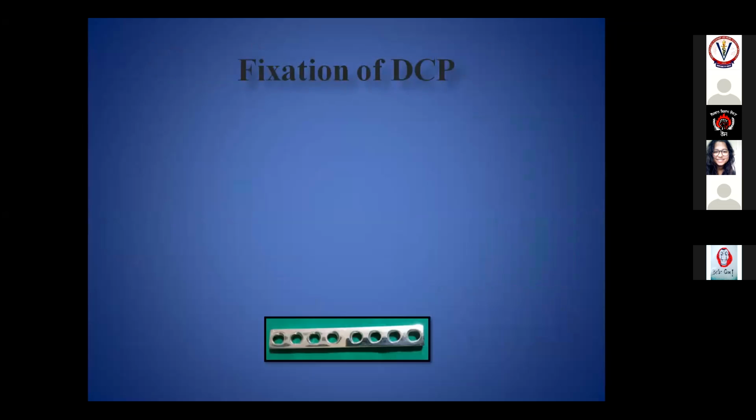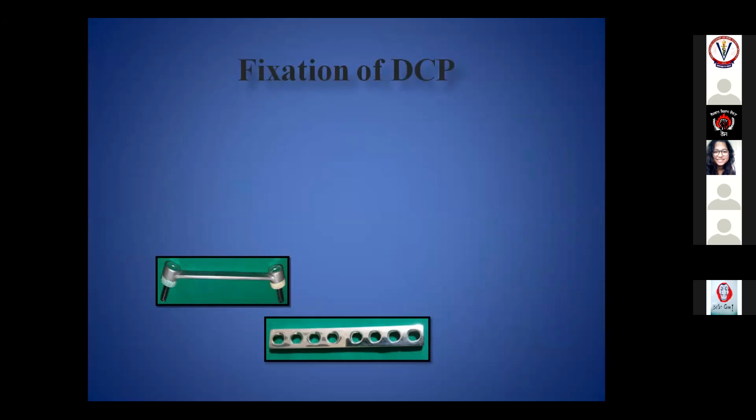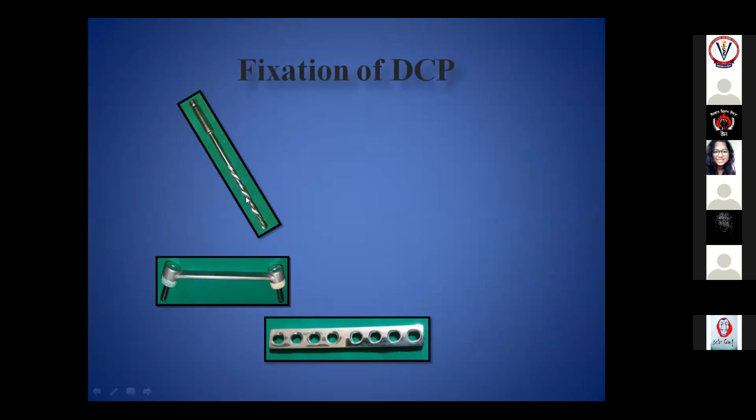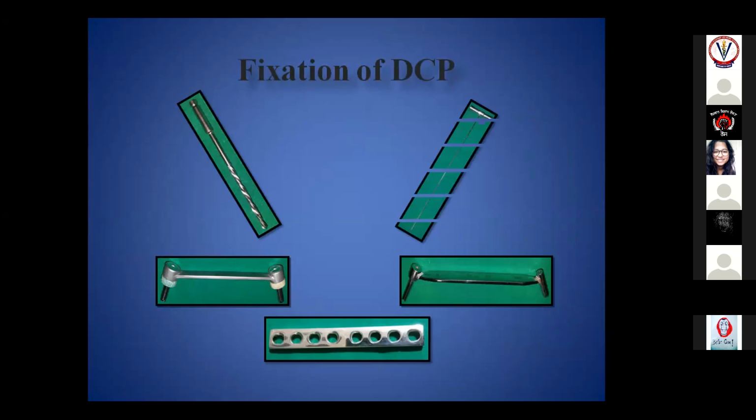So how to fix a DCP? First you have to select the plate based upon the length of the bone and weight of the animal. Then you have to select the drill sleeve and drill bit. The drill bit is to drill a hole in the bone. Then you have to select a sufficient size tap, and then select the length of the screw. Then, using a screwdriver, you fix the screw over the plate.